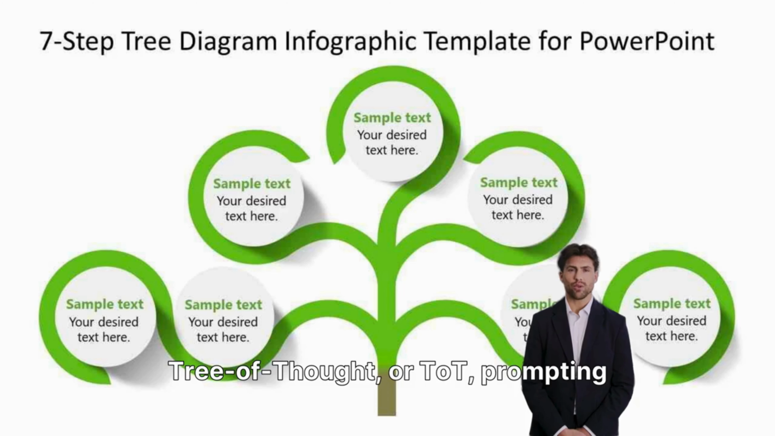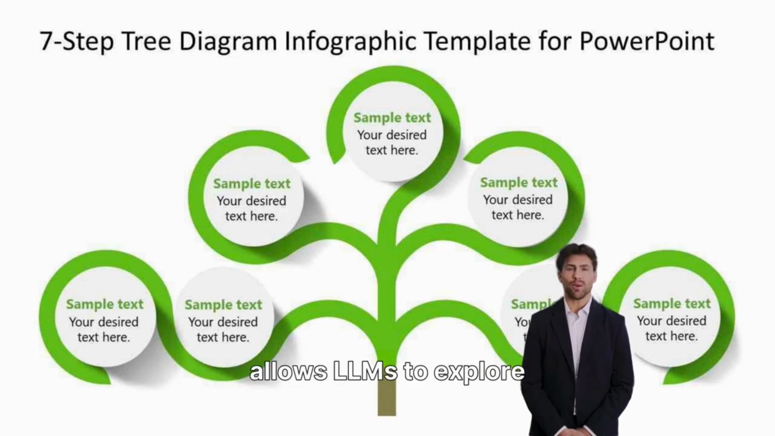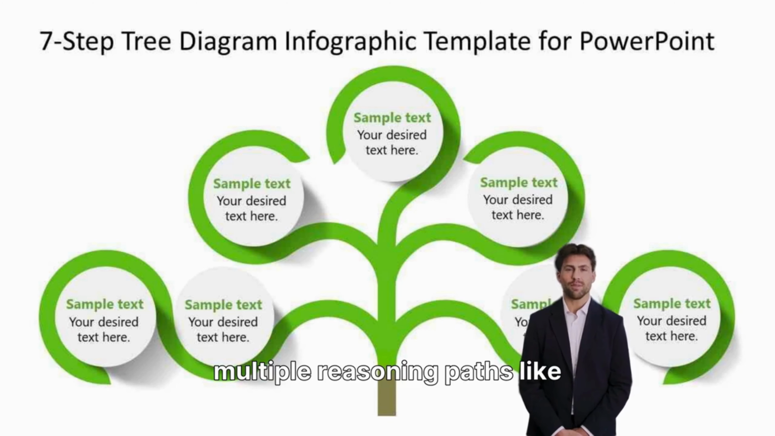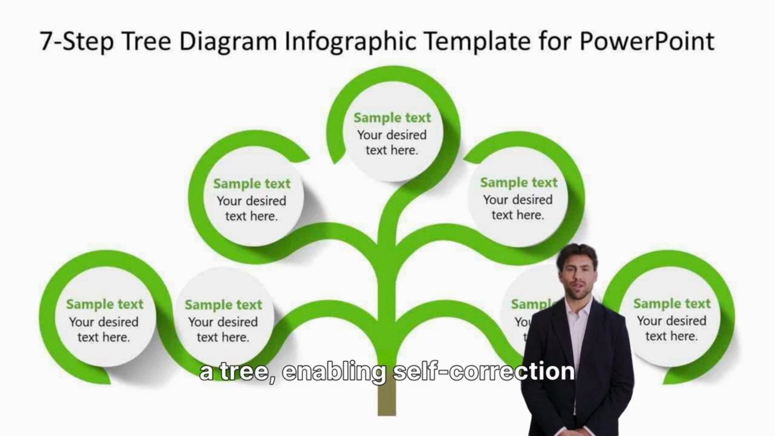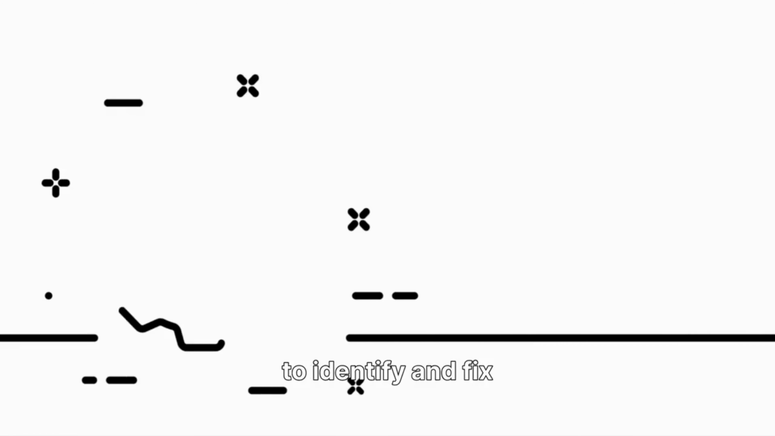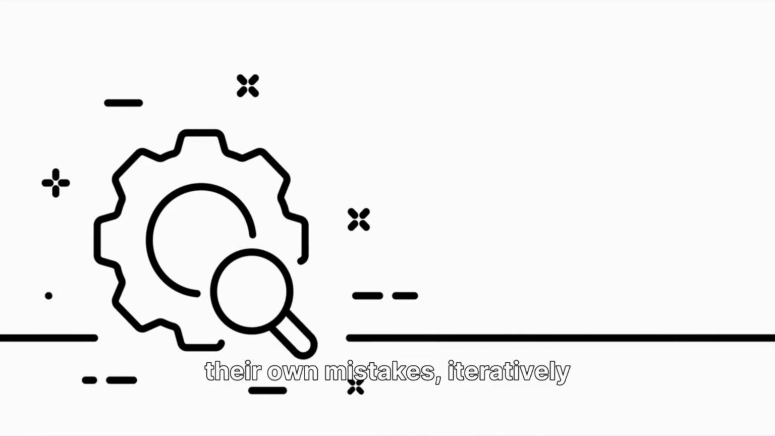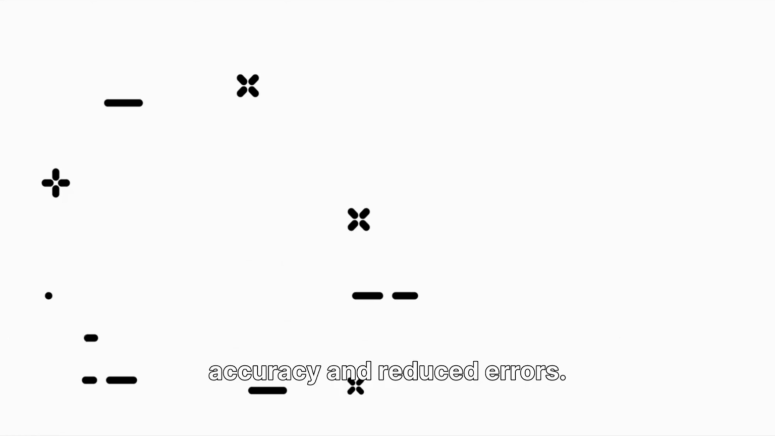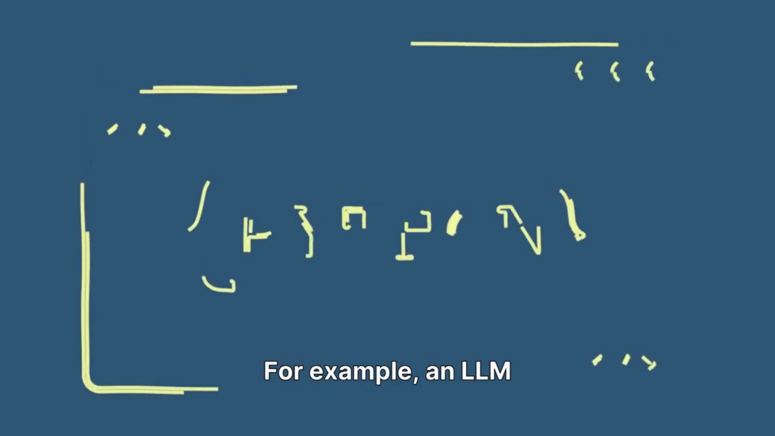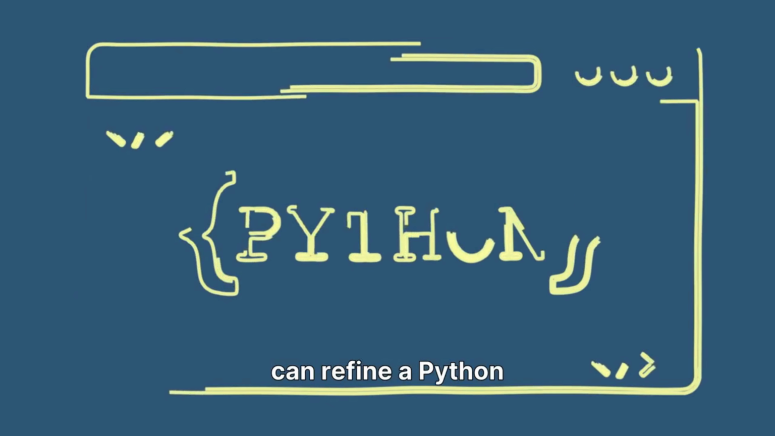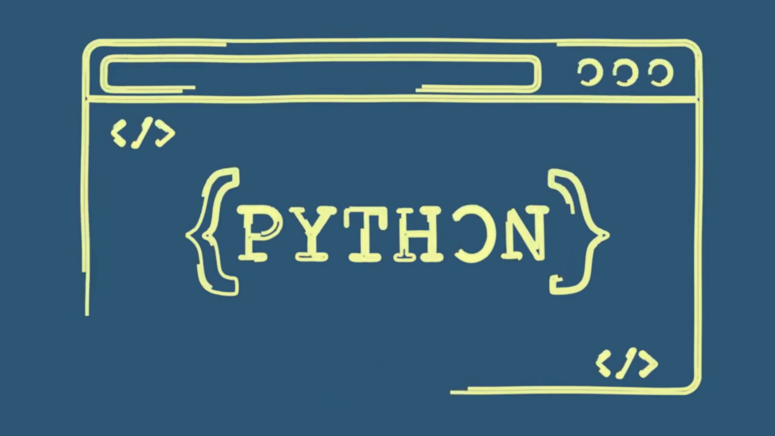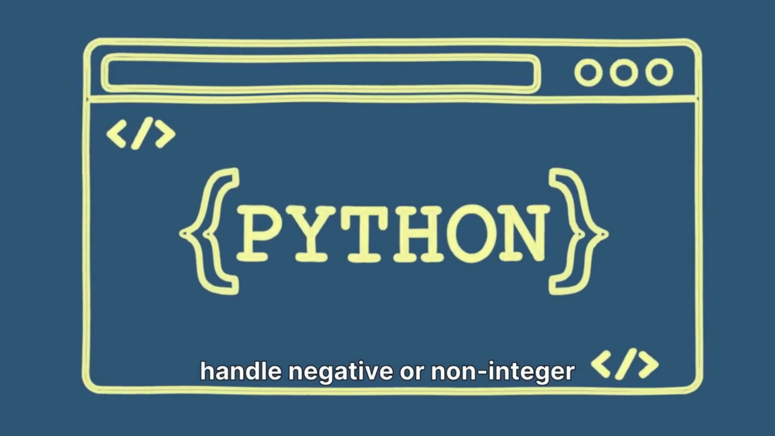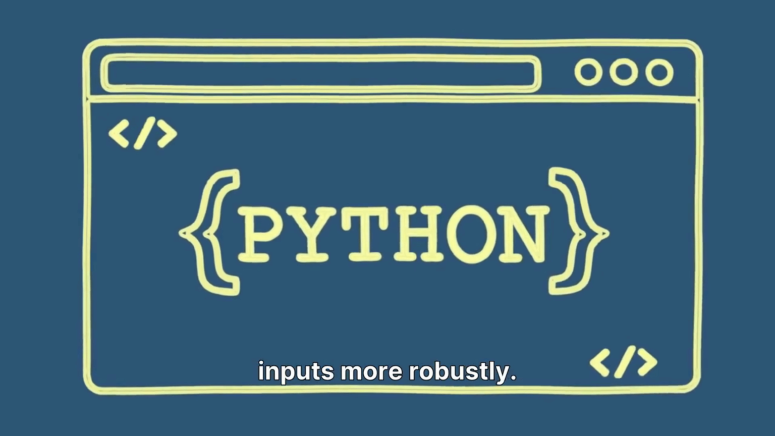Tree of Thought, or TOT, prompting allows LLMs to explore multiple reasoning paths like a tree, enabling self-correction and the exploration of alternative solutions. Self-correction prompts enable LLMs to identify and fix their own mistakes, iteratively refining outputs for improved accuracy and reduced errors. For example, an LLM can refine a Python function for factorial calculation, correcting initial responses to handle negative or non-integer inputs more robustly.